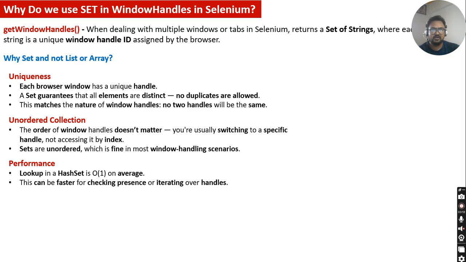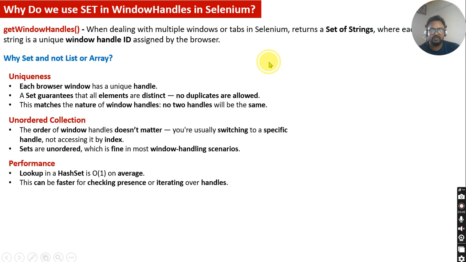The third thing is performance. Lookup on a HashSet is much quicker and faster than other collections like a list or array. It is faster for checking presence or iterating over the different handle IDs stored in the set collection. So these are the three things. If you answer like this, on why we use a set, not a list or array, in the window handles situation in Selenium, it is more than enough.